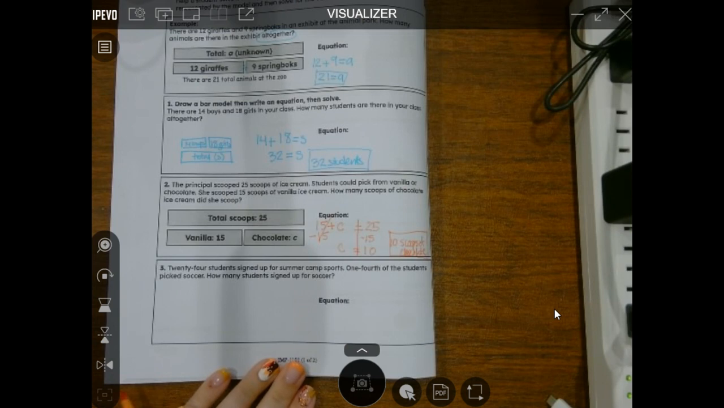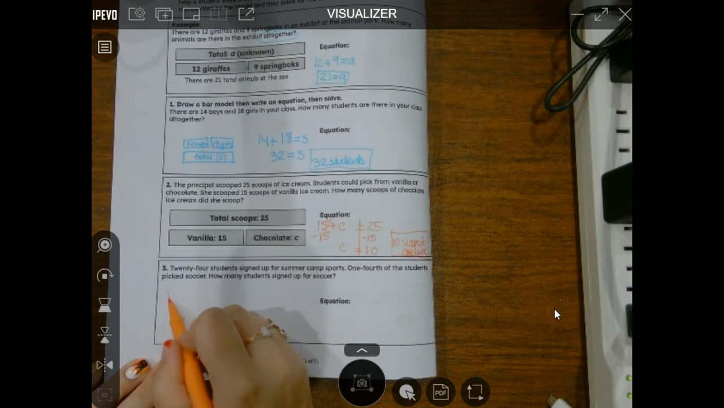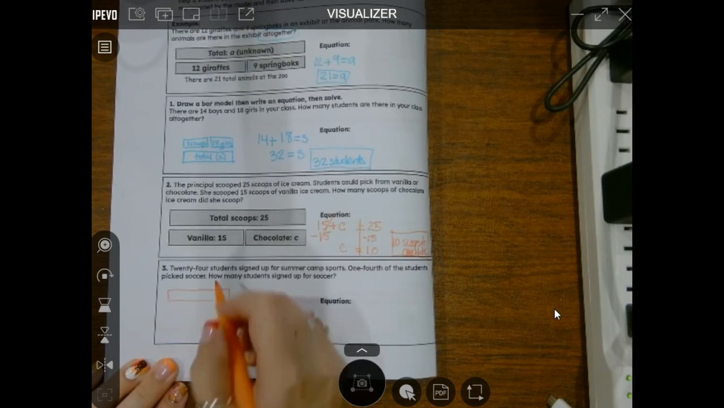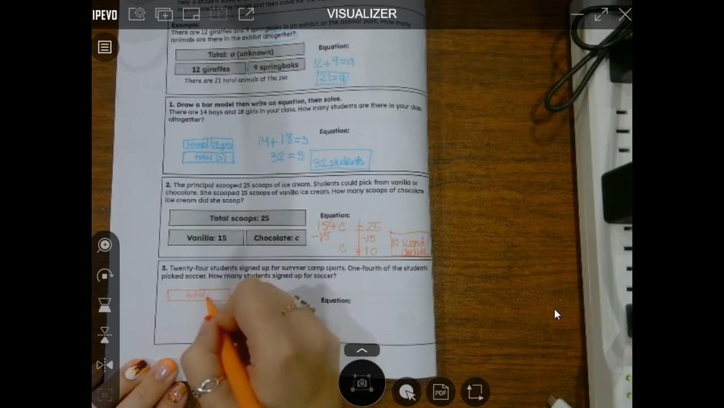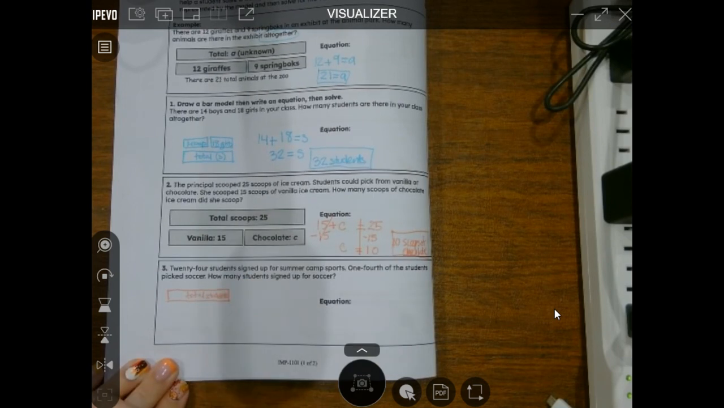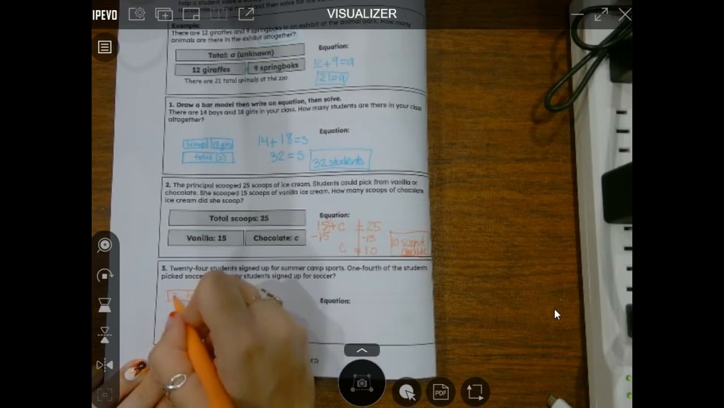It says 24 students signed up for summer camp sports. 1/4 of the students picked soccer. How many students signed up for soccer? Okay, so it's easiest if I always do the total first. So the total students, is it unknown or do we know it? Let's see up here. 24 students signed up for summer camp sports. So a total of 24 people signed up.